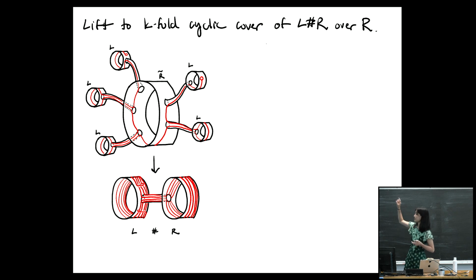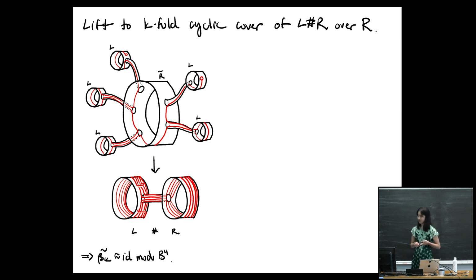And so you can see that you can just pull this barbell to live inside of a little 4-ball inside the cover. So the lift of our diffeomorphism beta K is just going to be some composition of barbells that look like this. And so the lift beta K tilde is going to be trivial mod B4.